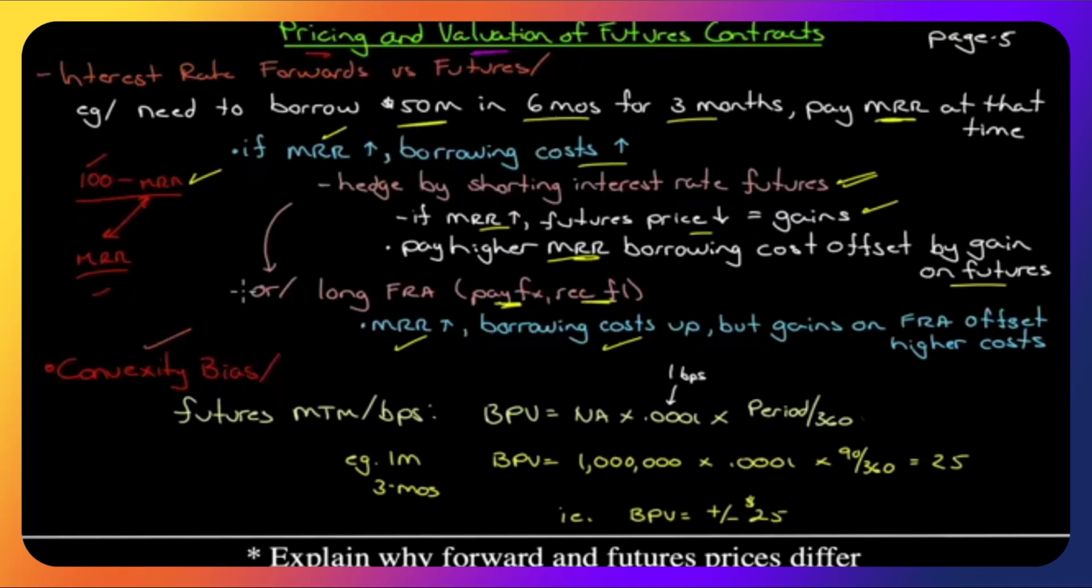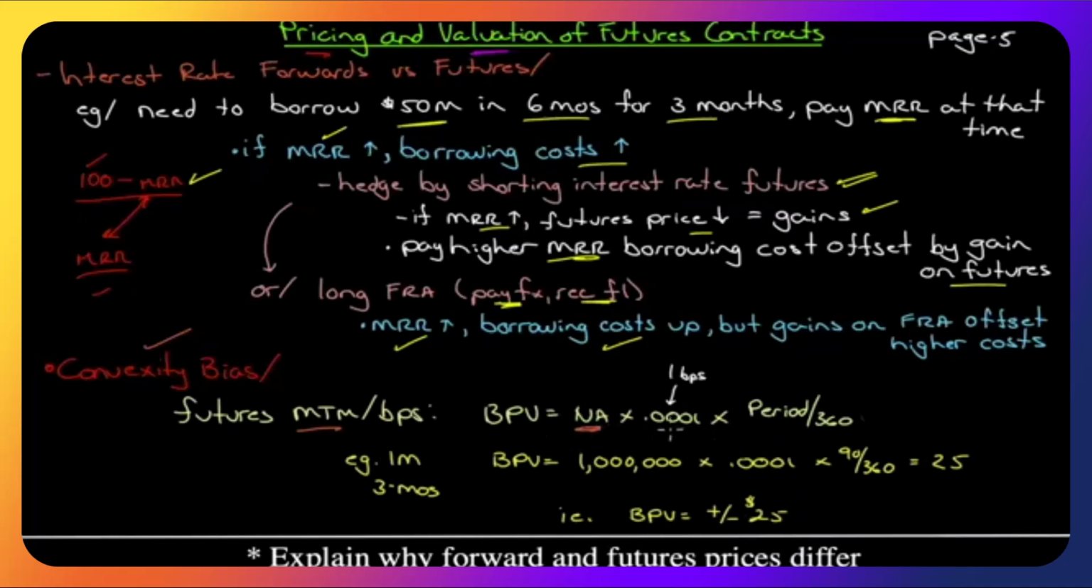And to see this, we're going to use basis point value. In other words, we're going to change the interest rate by 1 basis point, and we're going to see what happens to the value of the futures contract and what happens to the value of the forward contract. So remember, the futures are marked to market. So let's calculate a basis point. Let's say interest rates change by 1 basis point.